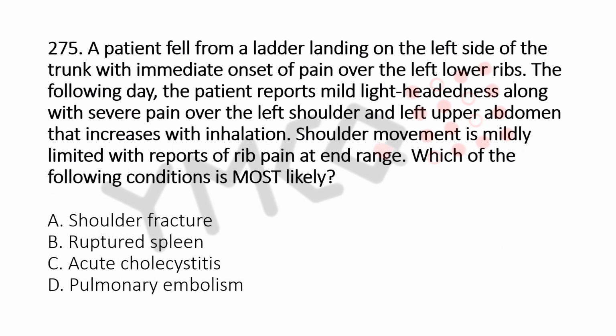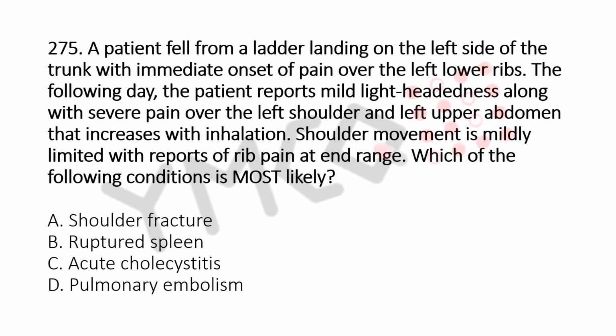A patient fell from a ladder landing on the left side of the trunk with immediate onset of pain over the left lower ribs. The following day, the patient reports mild lightheadedness along with severe pain over the left shoulder and left upper abdomen that increases with inhalation. Shoulder movement is mildly limited with reports of rib pain at end range. Which of the following conditions is most likely?